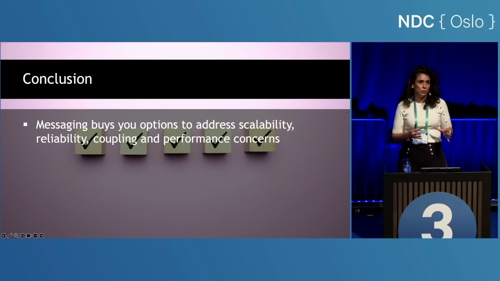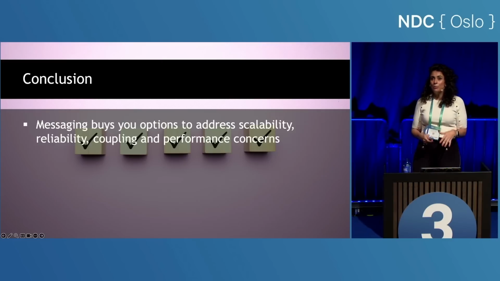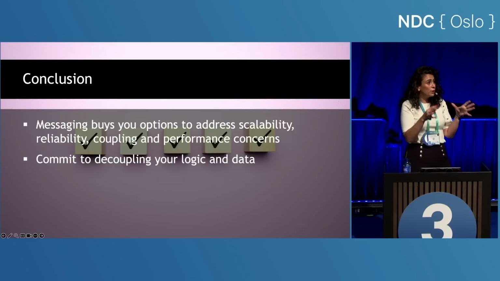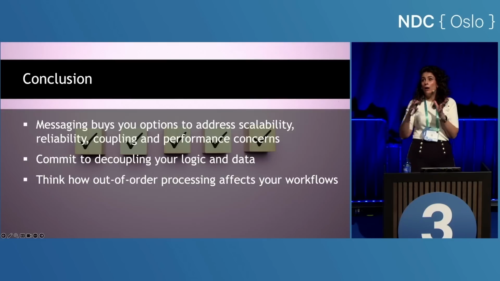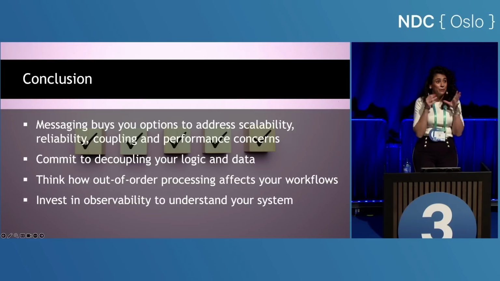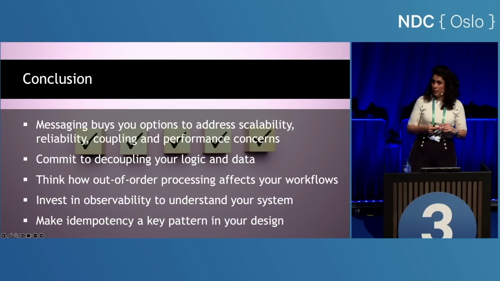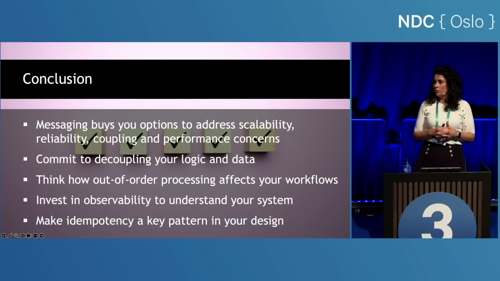Messaging gives you options when it comes to implementing scalable, reliable systems, okay? But it's not going to be your silver bullet. You have to really be conscious of all of the problem spaces that you're also entering when introducing that. So you have to really commit to decoupling your logic and your data. And finally, think of how out-of-order processing is going to affect your more complex workflows. Invest in observability. Okay, I'm happy to talk to you about this, really passionate about the subject as well. And finally, make idempotency a key pattern in your designs as well.